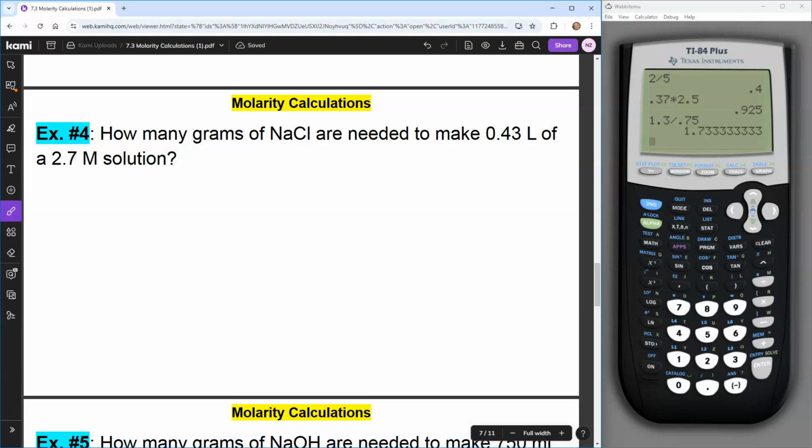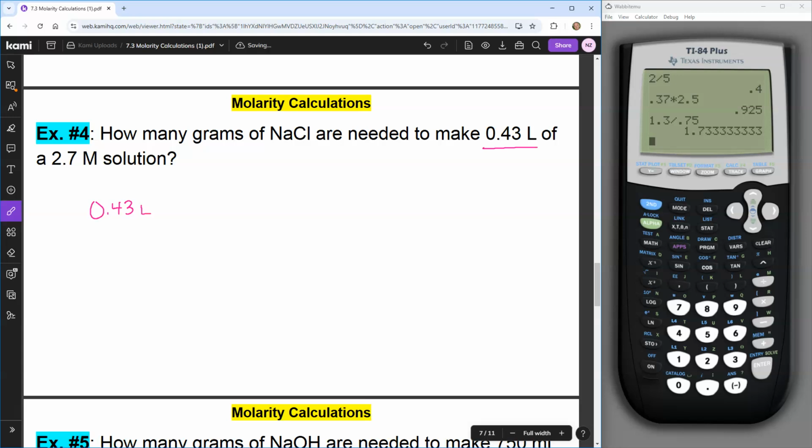It says, how many grams of sodium chloride are needed to make 0.43 liters of a 2.7 molar solution? So we're going to start with molarity. No, we're not! Don't do it! Never start with molarity. Always start with your liters or your grams. Sorry to come at you like that, but I don't want you to forget. So let's start with 0.43 liters.